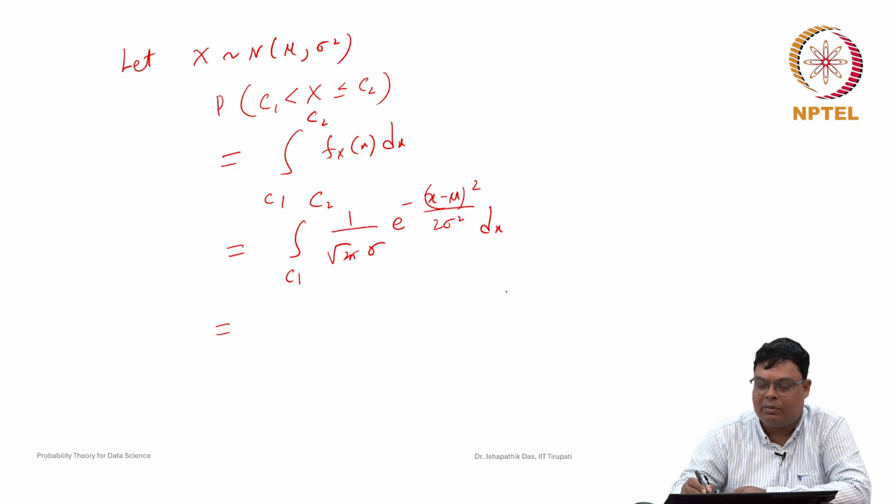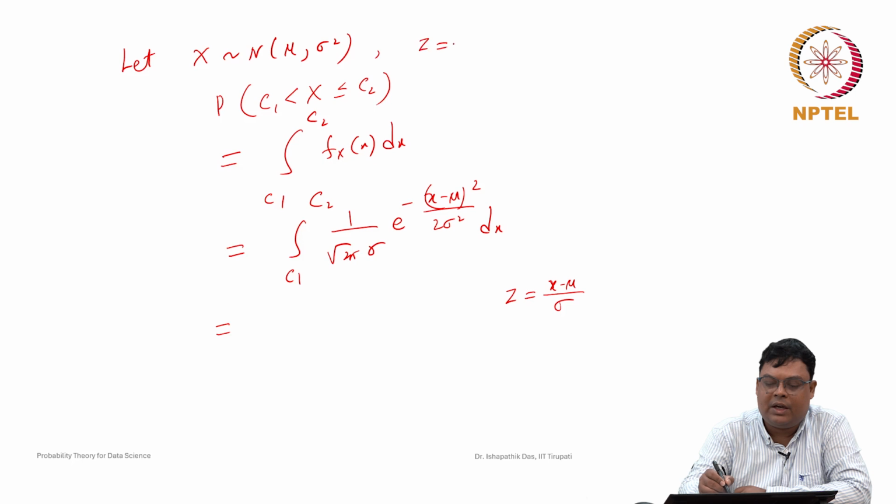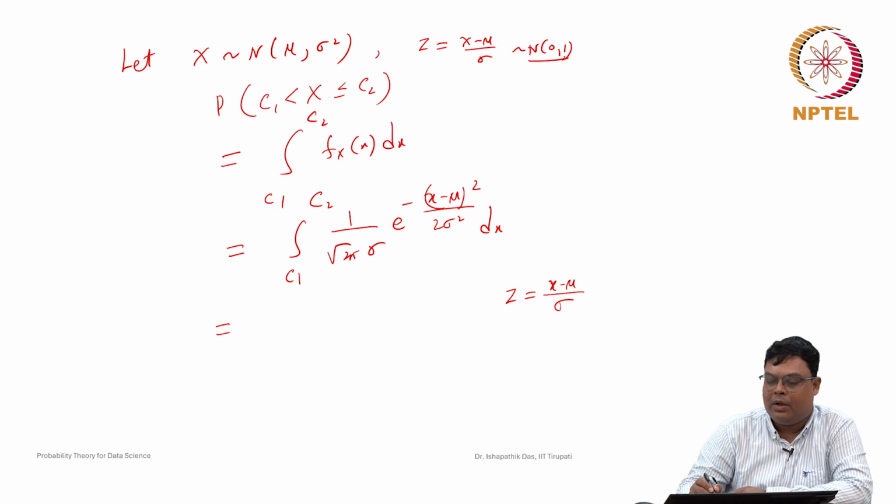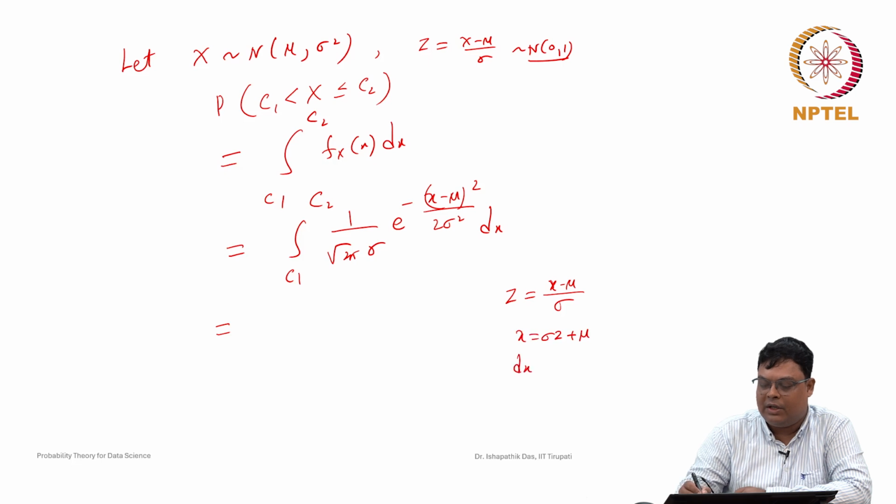Suppose we take the transformation z equal to (x minus mu) by sigma. We know that this has a normal(0, 1) distribution. So x is equal to sigma z plus mu, and dx is equal to sigma dz. Then what will the limits change to? Whenever x is c1, z is (c1 minus mu) by sigma, and whenever x is c2, z is (c2 minus mu) by sigma.